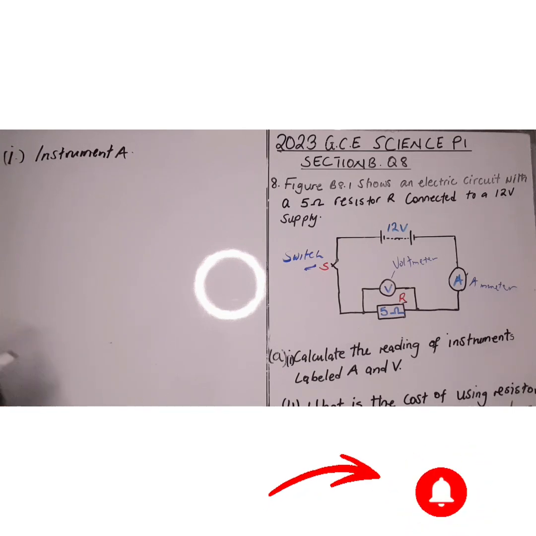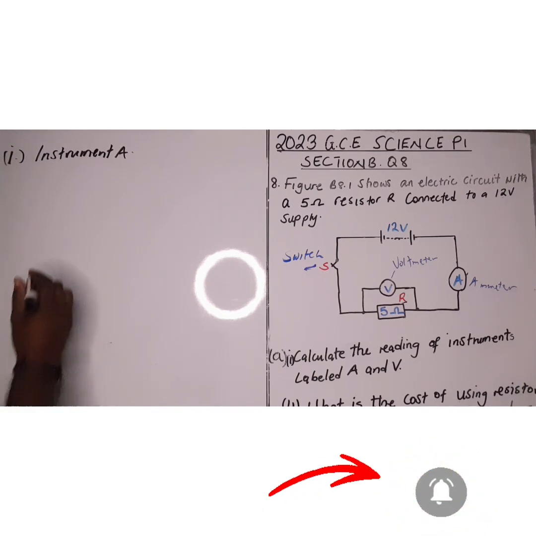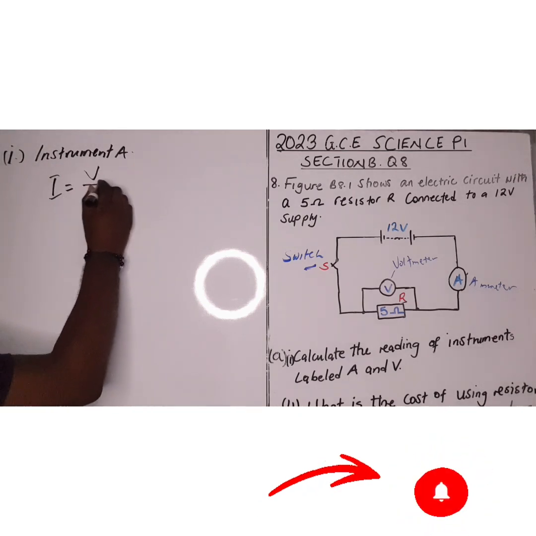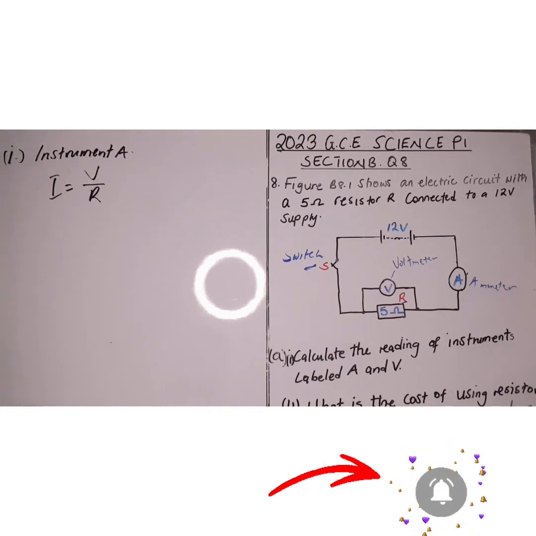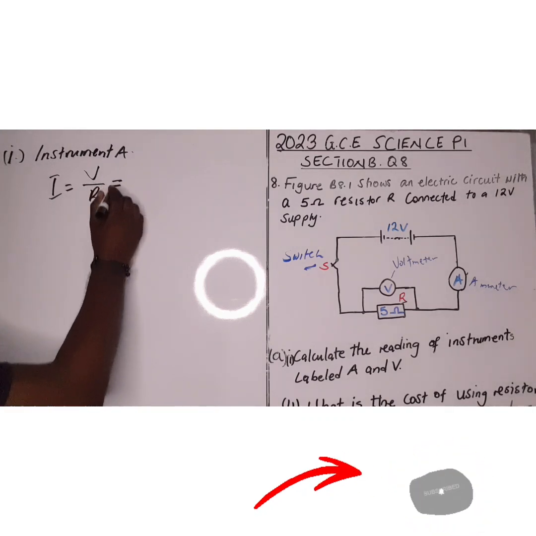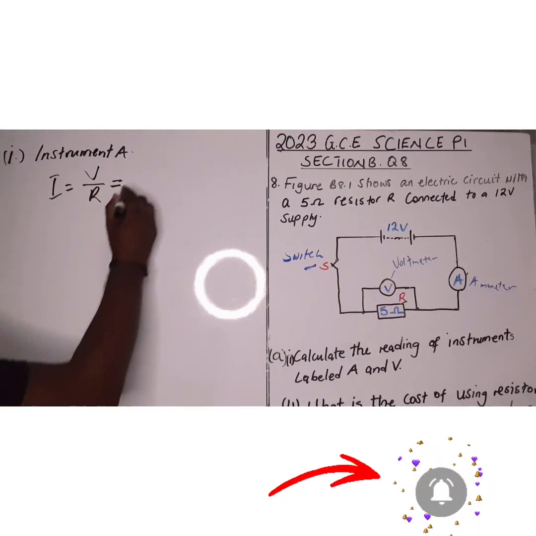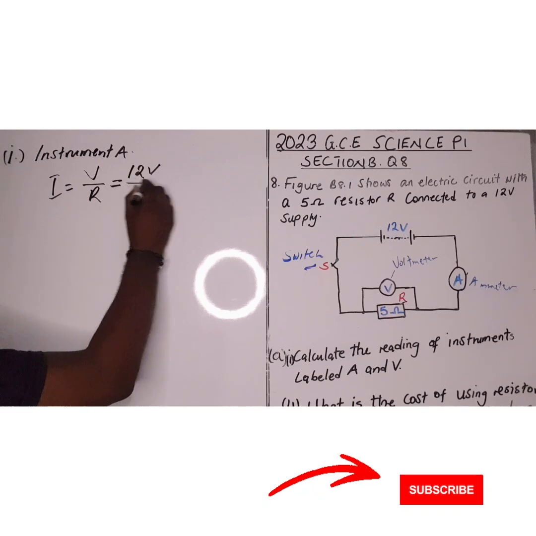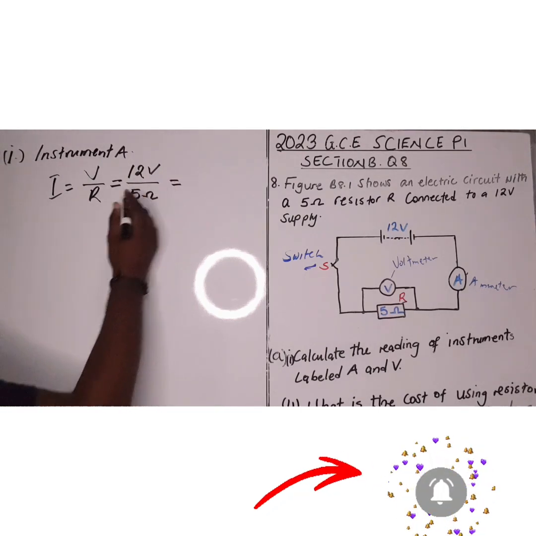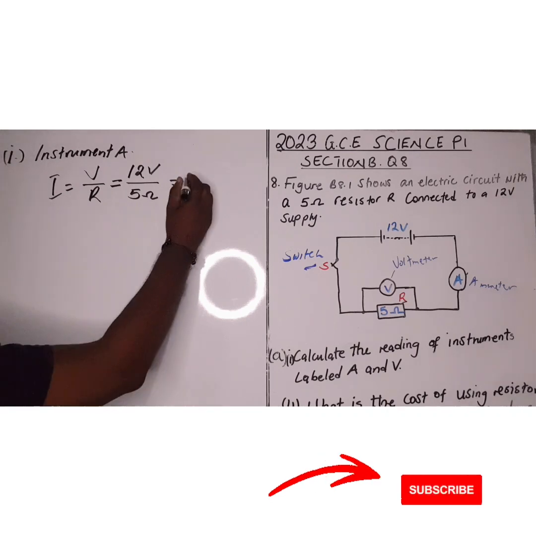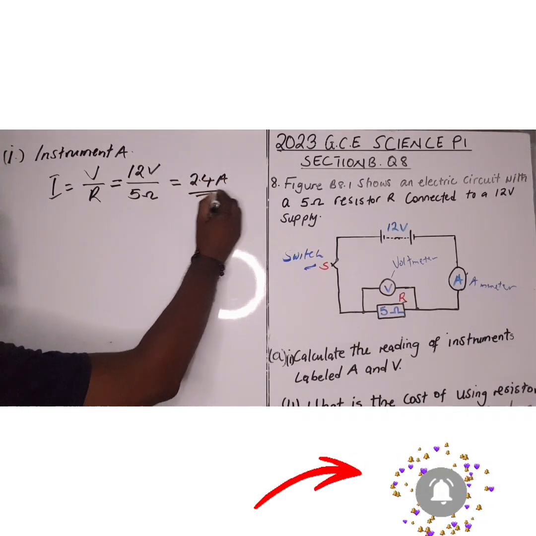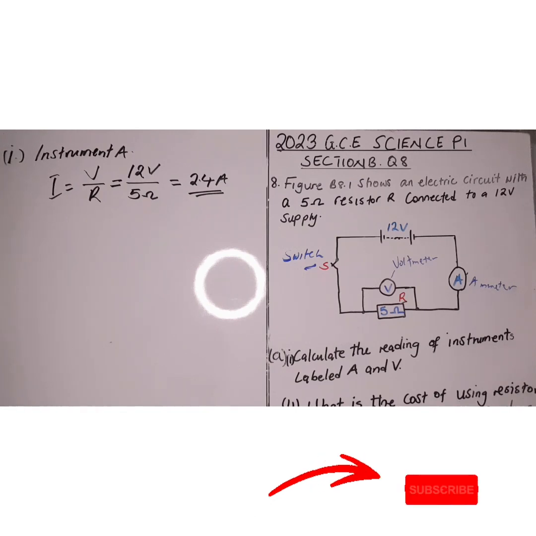In order to calculate current in the circuit, we say current is equal to voltage divided by resistance. Our voltage given there is 12 volts, and the resistance that we have is 5 ohms. When you divide, you have 2.4 amps as the current in the circuit.